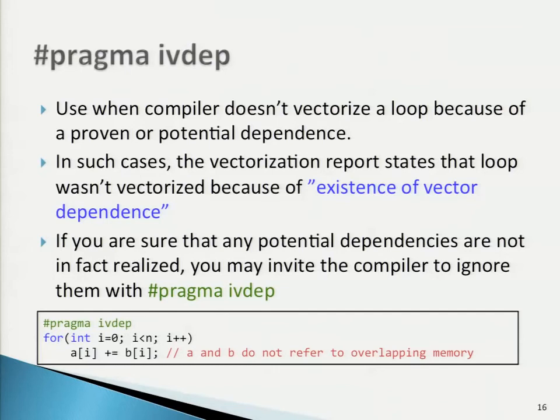So you can insert a pragma ivdep. For example, here's a loop, and by pasting the pragma ivdep here, we're telling the compiler that the memory regions pointed to by A and B do not overlap, so there's no problem in vectorizing. Now, another way of doing this is to declare A and B as restrict pointers in C and C++.